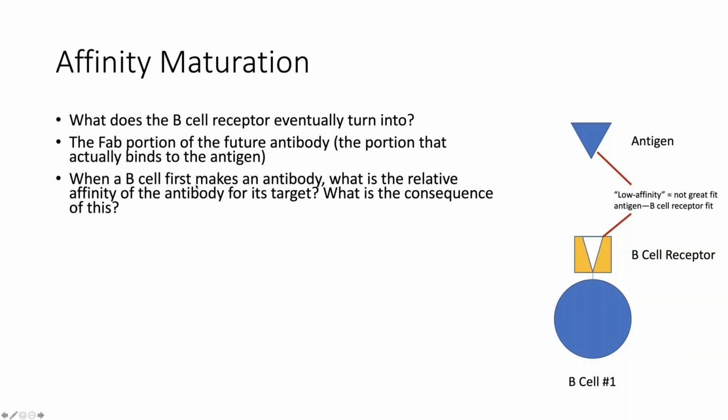So Zach, when a B cell first makes an antibody, what is the relative affinity of the antibody for its target? And what's the consequence of this? In other words, how well does it bind? I would say not so well. Not so well. Okay, yeah. But it's not great. That's not optimal.